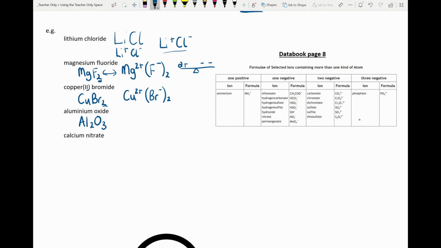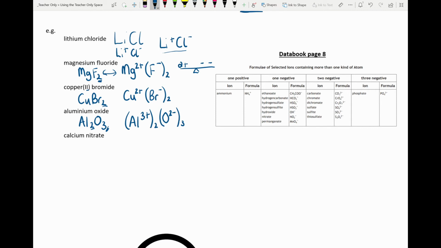Now this time we're going to look at the individual ions first. So aluminium is in group 3, valency 3, and it's a metal, so it's going to be Al3+. We have two of them, so we're going to pop that in brackets, put our 2. Oxygen is in group 6, valency 2, non-metal, so it's O2-. I'm going to pop that in brackets, and this time we've got 3 of them, so we're going to pop a little 3 down there.